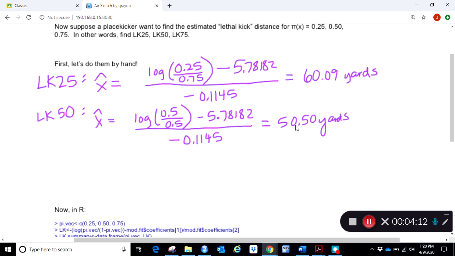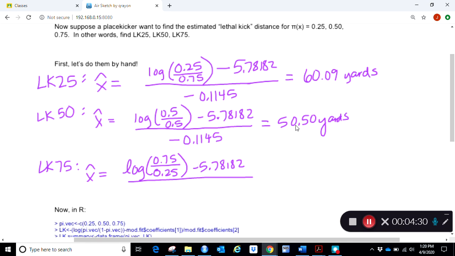And then of course, a similar idea for the 75. Again, the only thing that's changing is what is inside the log piece. Still subtracting off that alpha hat and still dividing by our beta hat. And this time I would get about 40.9 yards for my lethal kick distance. So if I want to have a 75% chance of making it, we can do so at about 41 yards for our kick.